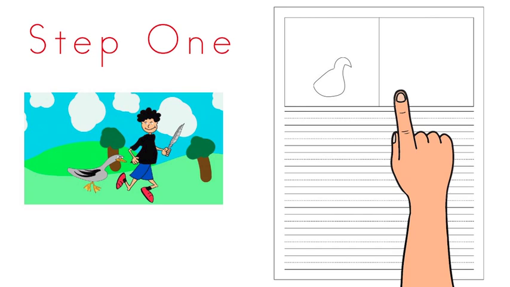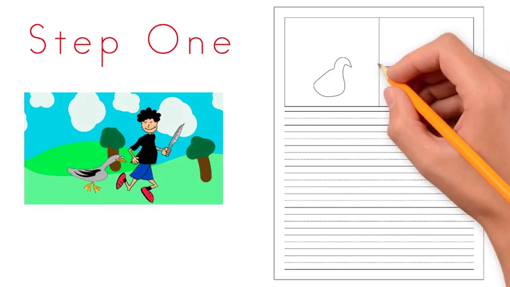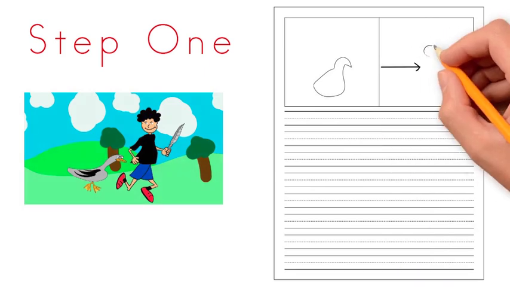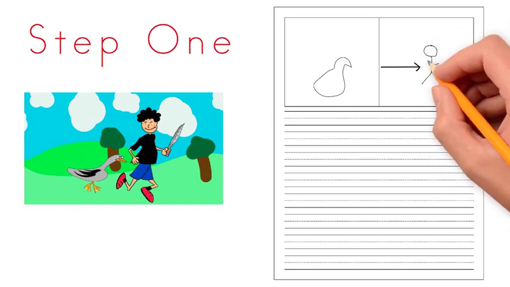Go to the right planning box. Draw a quick sketch to show that idea. Let's draw an arrow pointing at a stick person. That's an easy way to remember chase the boy. Good job!